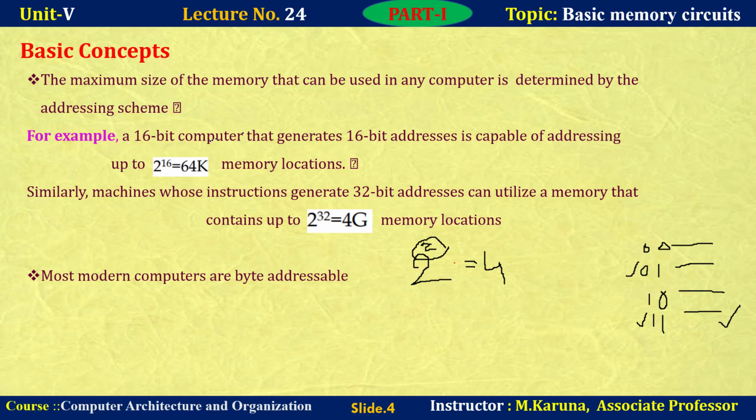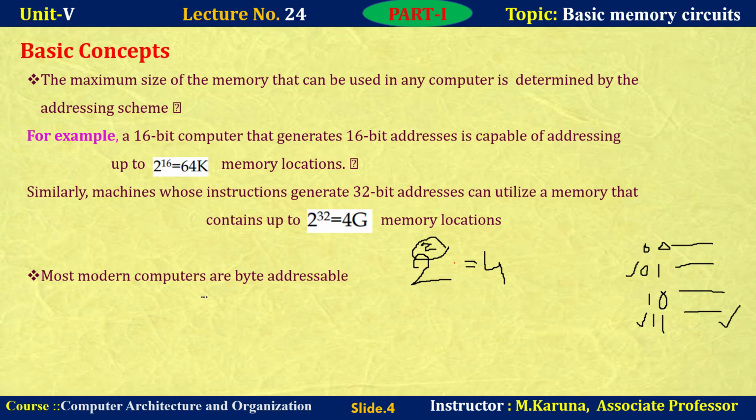Likewise, in this example, a 16-bit computer that generates 16-bit addresses is capable of addressing up to 2 power 16 equal to 64K memory locations. Similarly, if you take machine instructions that generate 32-bit addresses, they can utilize a memory that contains up to 2 power 32 equal to 4G memory locations.